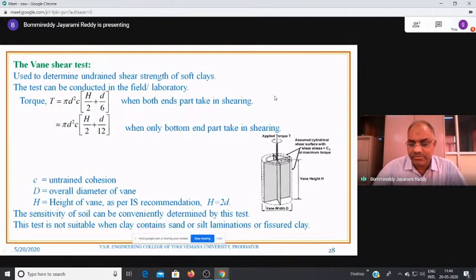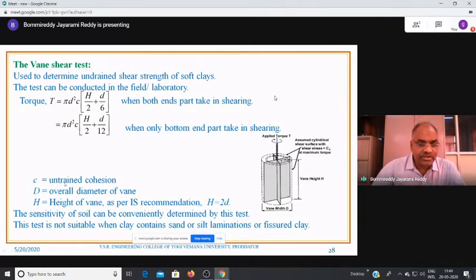That means the removal of the soil from both the bottom and the top, then it is D by 6, when both end parts take shearing. And sometimes only the bottom part takes shearing. So the entire shear action is only at the bottom, then it will be D by 12. So a small change is there in the formula. Remember this equation and substitute the values for the unknown parameter, cohesion C.